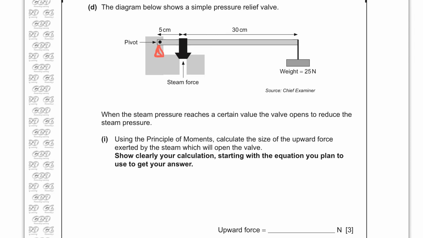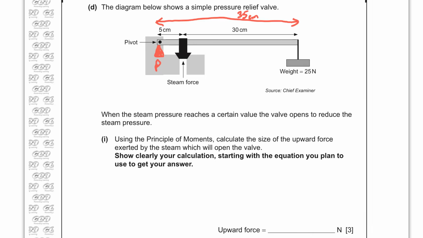This is the pivot here. And that steam force is 5 centimeters from that pivot. The 25 newtons is not 30 centimeters. So the most common error is people just copy that 30 into their equation. And that's the difference between an equation robot and someone who actually knows what they're doing, because that is 35 centimeters to the pivot. Remember, the moment of a force is the force times its perpendicular distance from the pivot.